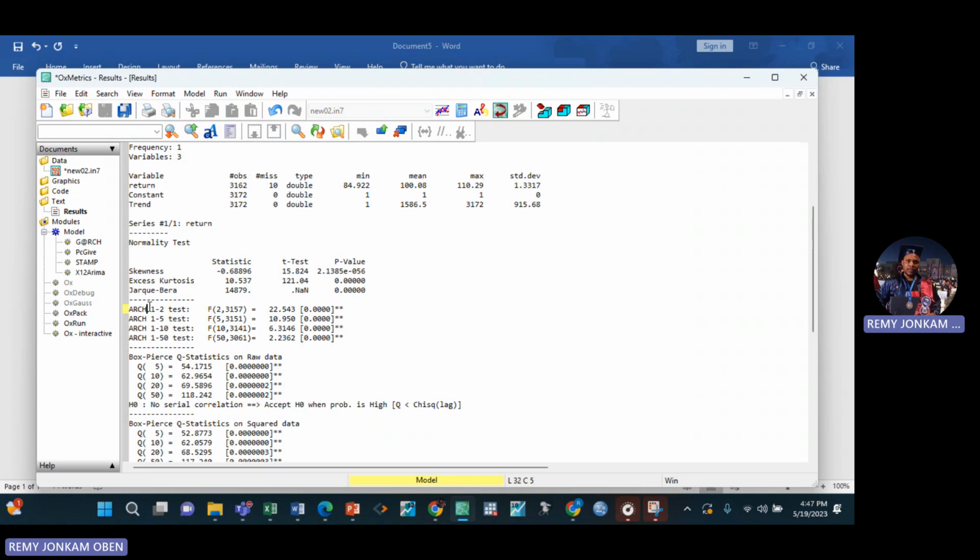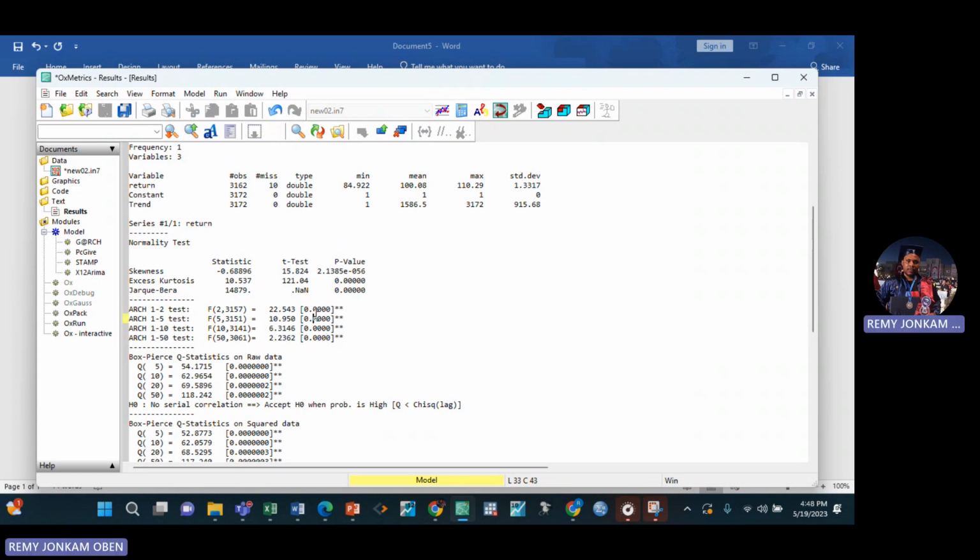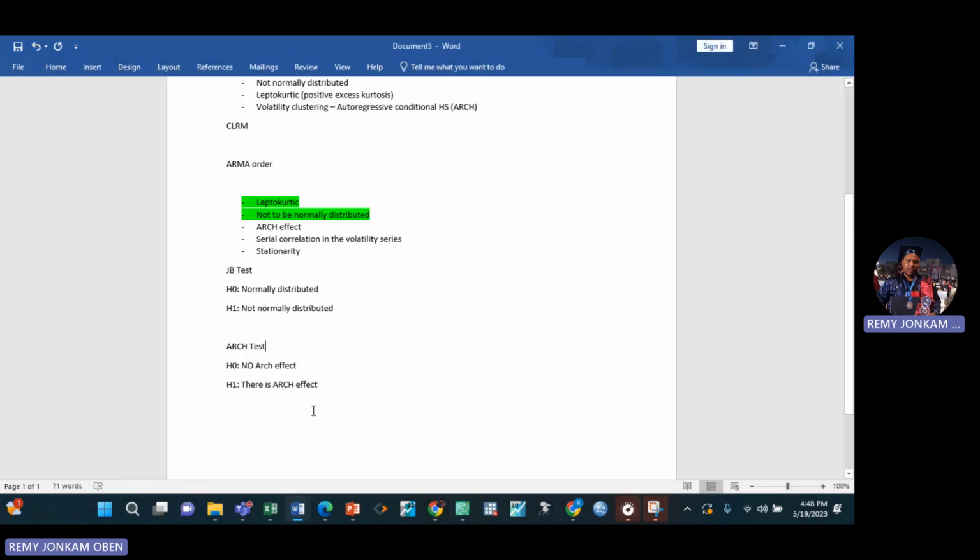You discover that for all of them, probability value is 0. You see all these probability values here as 0. So we don't have conflicting results anyway. So if probability value is 0, which means less than 5%, what does it mean? It means we are going to reject the null and we are going to accept the alternative, which is telling us that there is ARCH effect. ARCH effect means there is autoregressive conditional heteroscedasticity, which actually means there is volatility clustering. So we have ARCH effect.